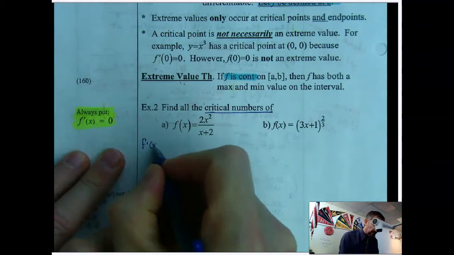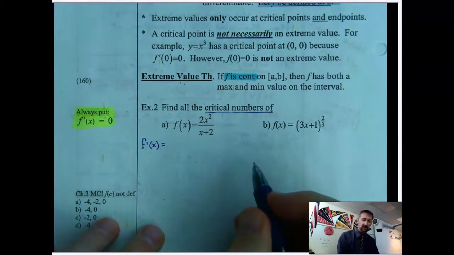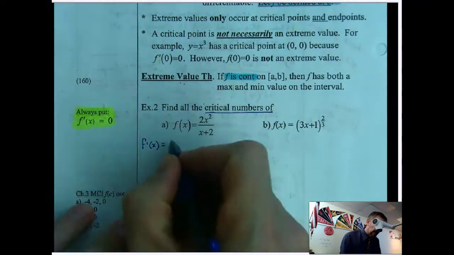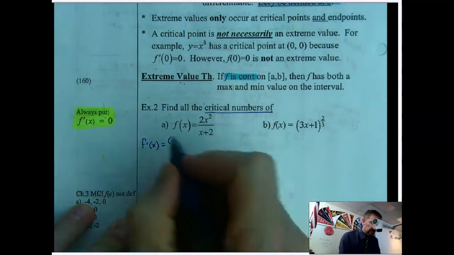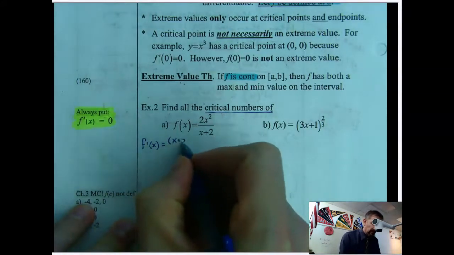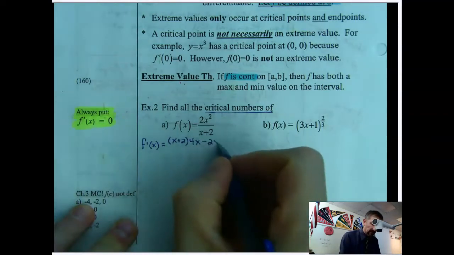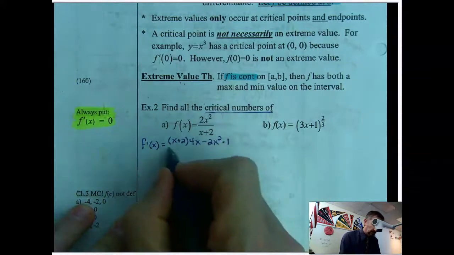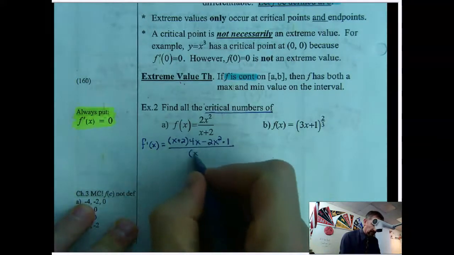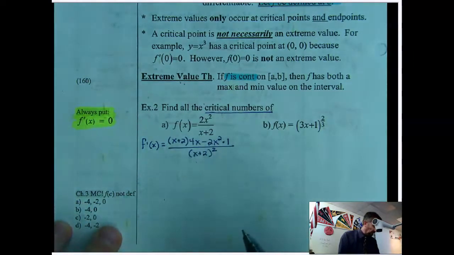So this is a quotient rule. This is good practice. You guys should pause and practice the quotient rule. So remember, the quotient rule starts with low and ends with low. So low d high minus high d low over low squared. All right.